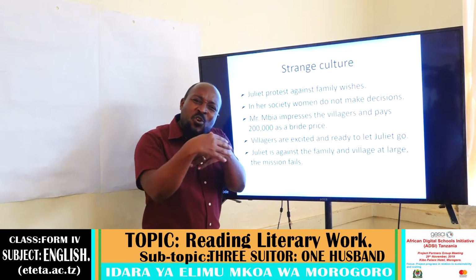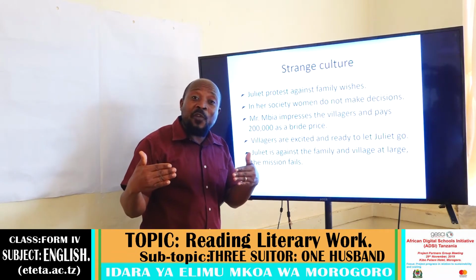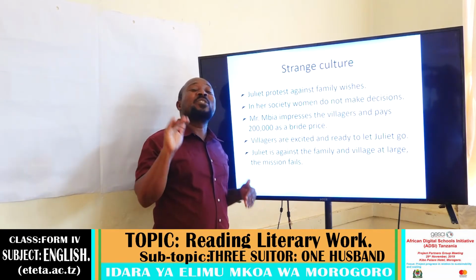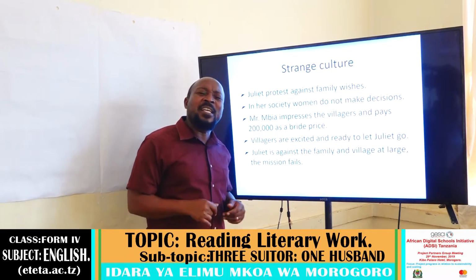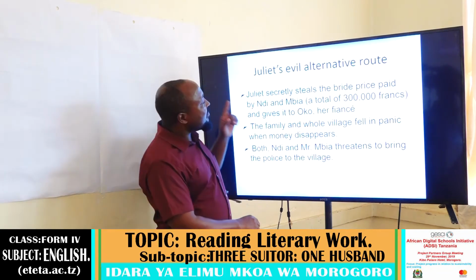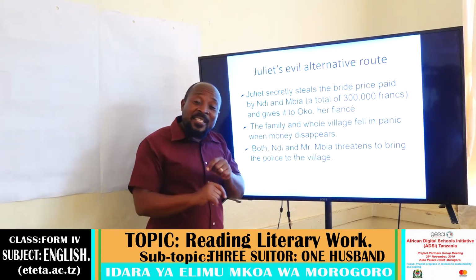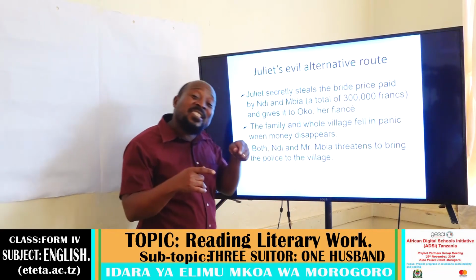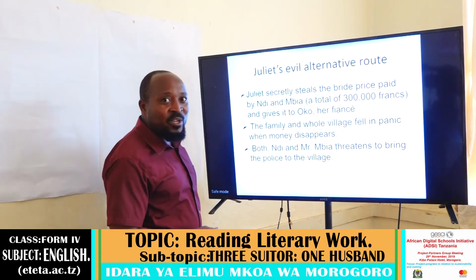Now, after these contradictions, after this conflict of ideas between Juliet and the family, Juliet and the village, Juliet finds a solution, and that solution is not okay. That solution is evil. It's an evil alternative, a route which was not supposed to be taken, but Juliet takes it simply to solve the problem. You see that? Juliet decides to steal the money that was paid as a bride price. Juliet decided to steal the bride price and take it to her fiancé Oko, to be paid back as a bride price by Oko himself.